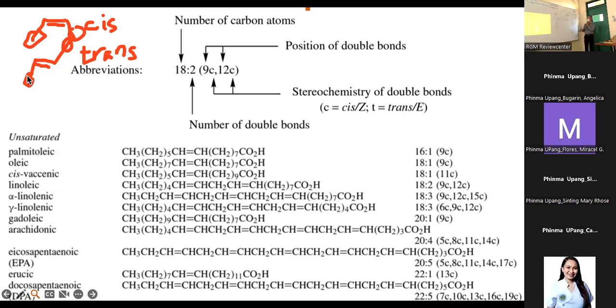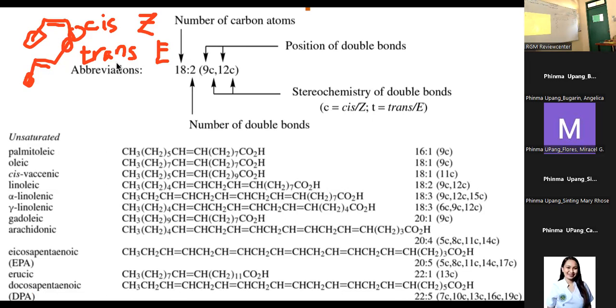Ayan, so cis also, another symbol that we have is Z. For trans is E. Okay? Ayan, so Z, zis. Hold on, nakakalimutan ko naka-microphone pala ako. So zis, tapos trans, E. Okay? Ayan. So that's your cis configuration.